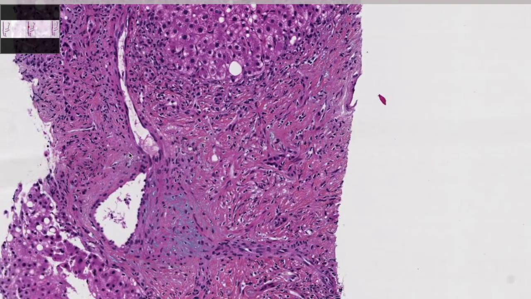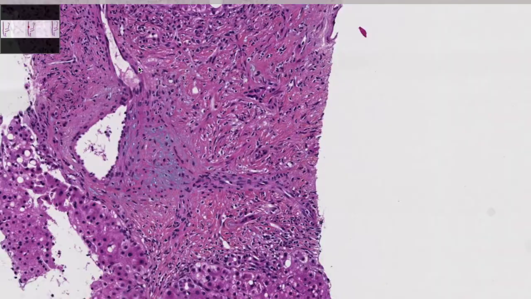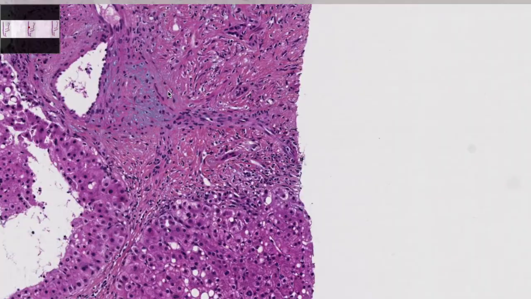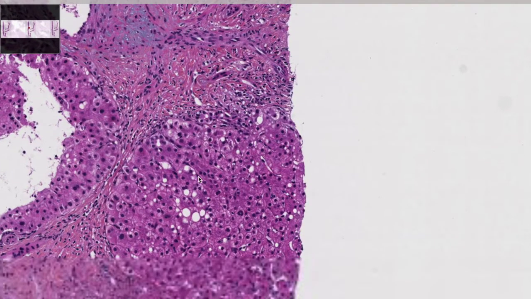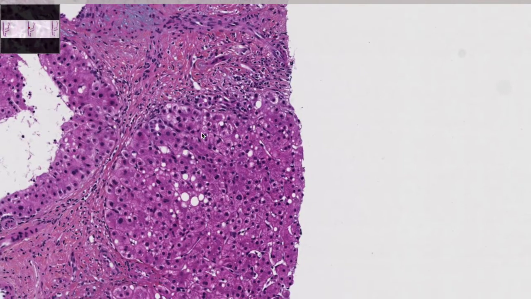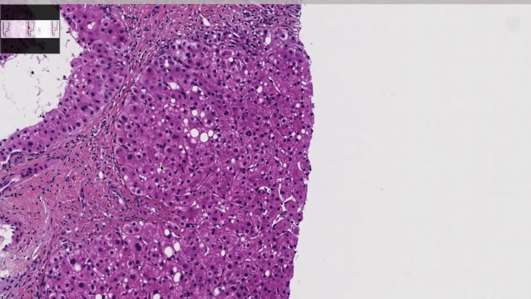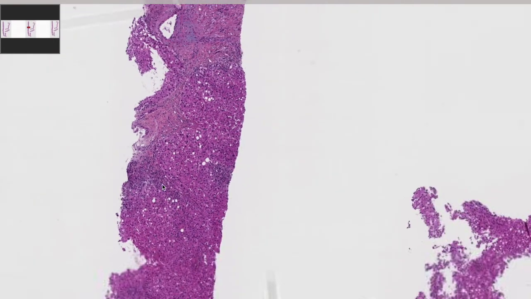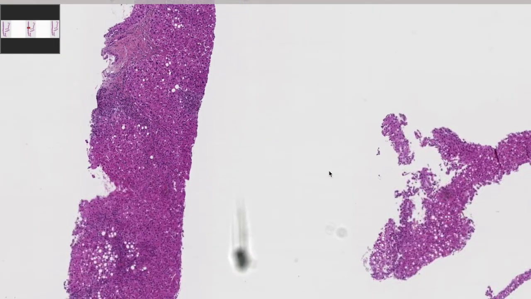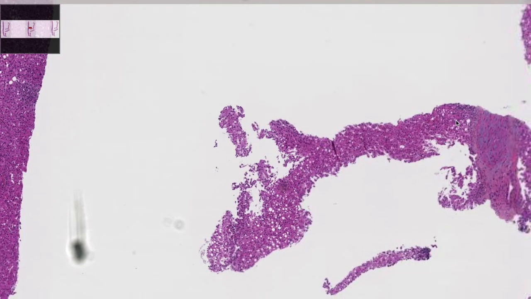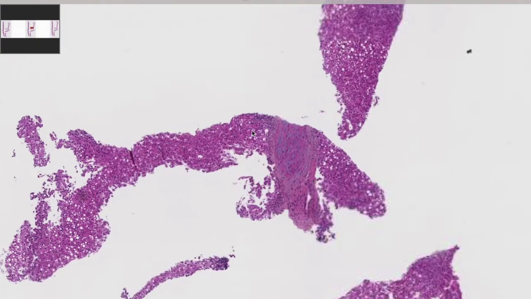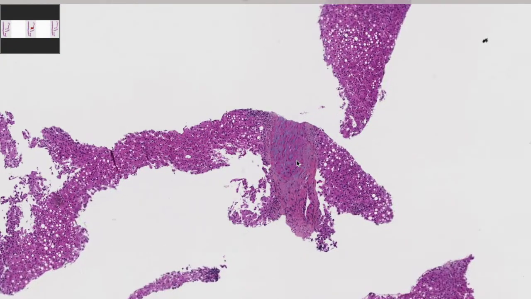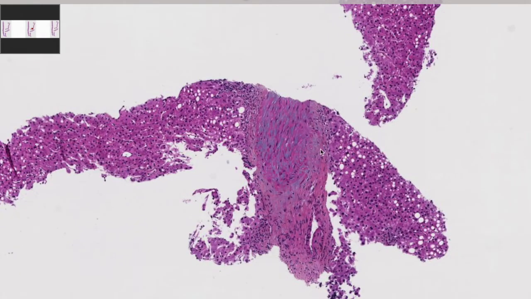Here you have a dystrophic vessel within a fibrotic tract, inflammatory infiltrate, ductular reaction, and these hepatocellular nodules that are surrounded by fibrosis. And in the biopsy, the appearance is quite the same throughout all the fragments. Again here, fibrous tracts with a dystrophic vessel, hepatocellular nodule.